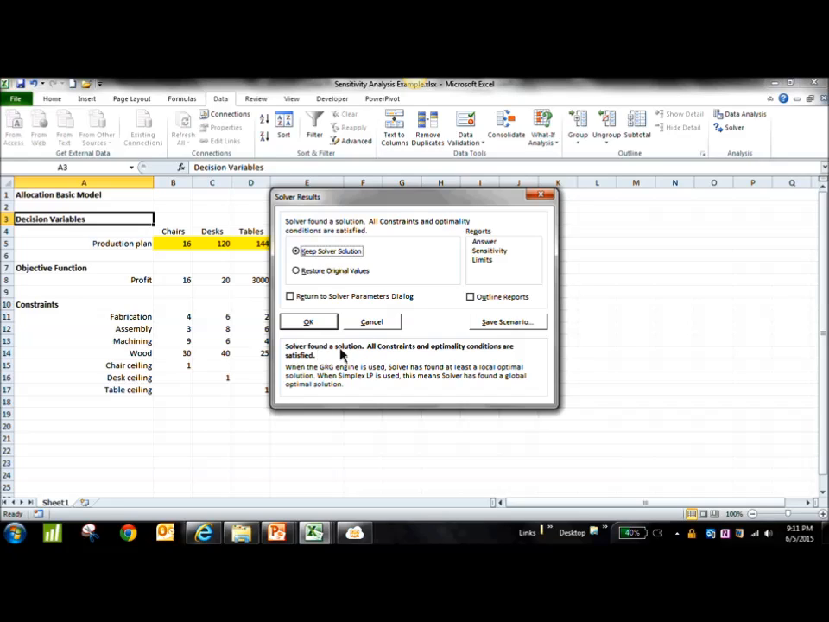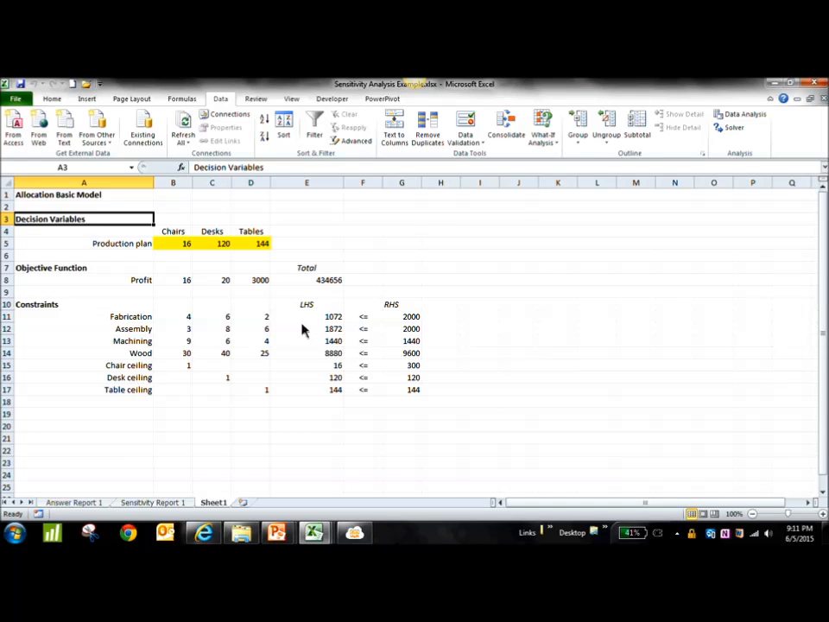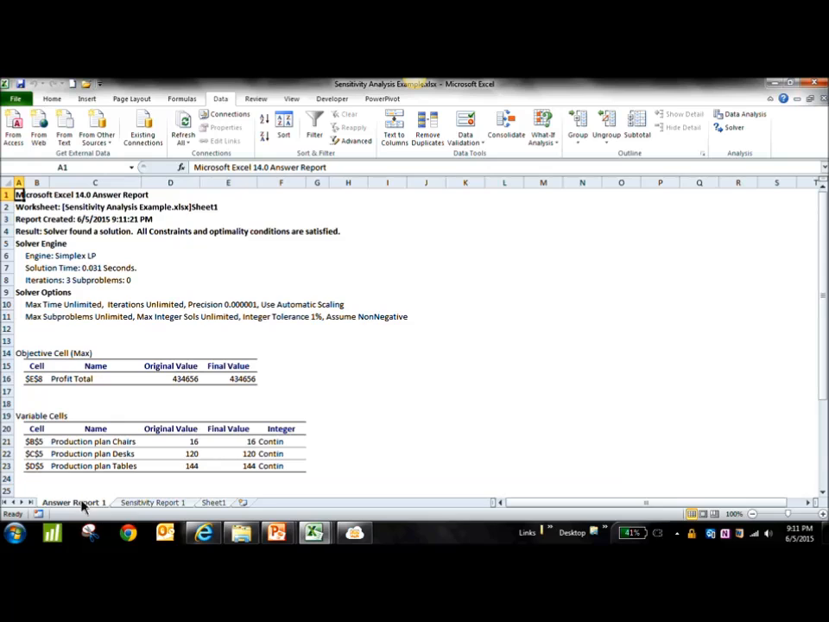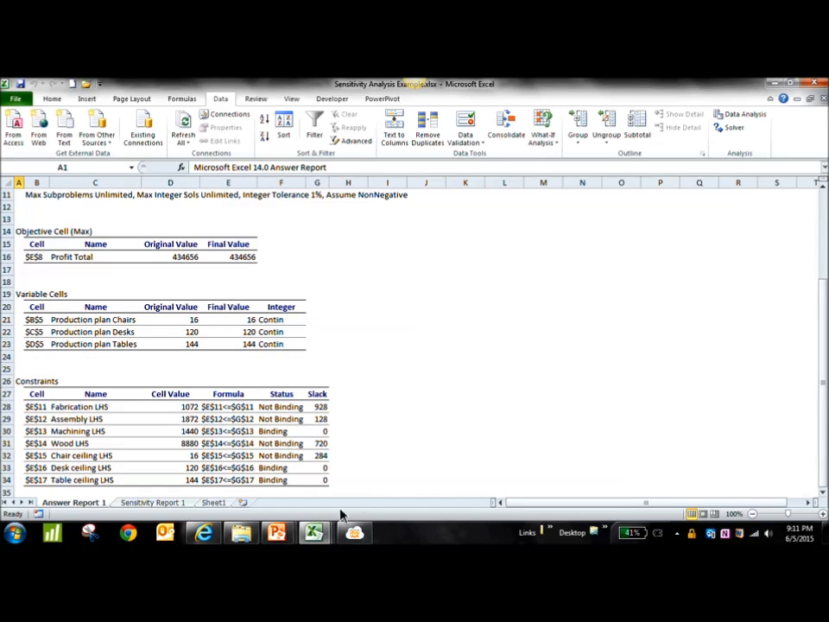So once we select that, we click Solve, and now what you're interested to see is that Solver found a solution. All constraints and optimality conditions are satisfied. What you do is you make sure you select these 2 reports, answer and sensitivity reports. This is how you generate those. You just click here, and then you click here again, and then you should have both of them selected, then you click OK.